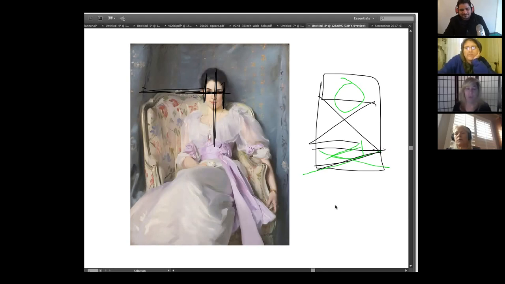Look at you, Susan. Somebody's talking like they know what's going on. Yeah, that's great. So with this diagonal, where do you think the diagonal would be?